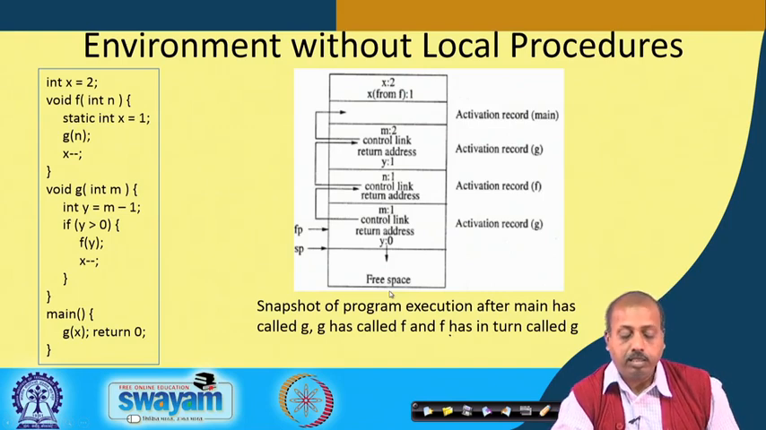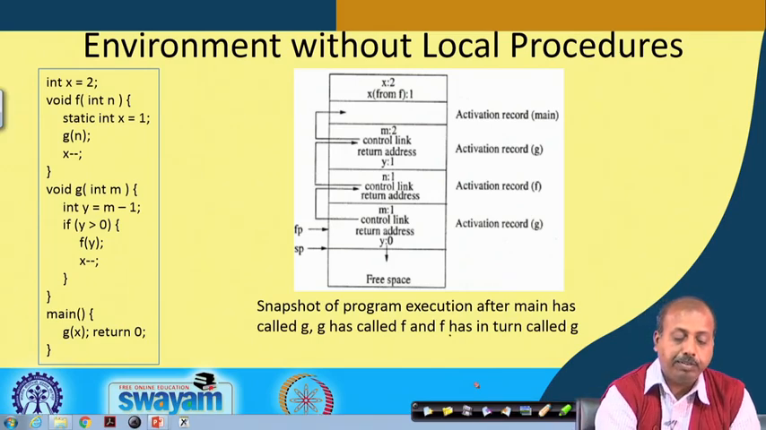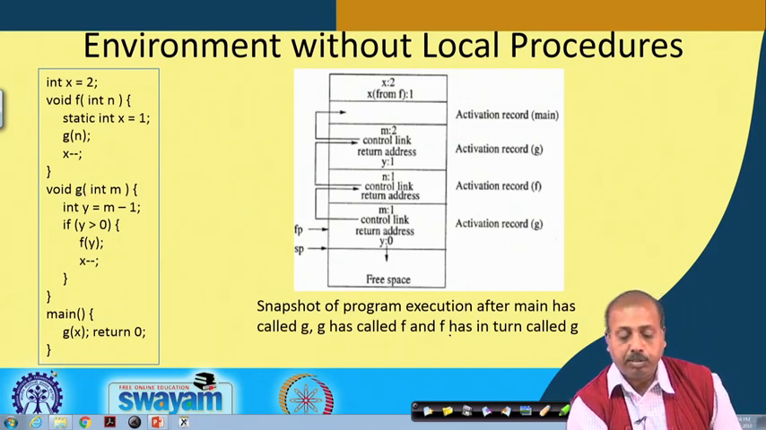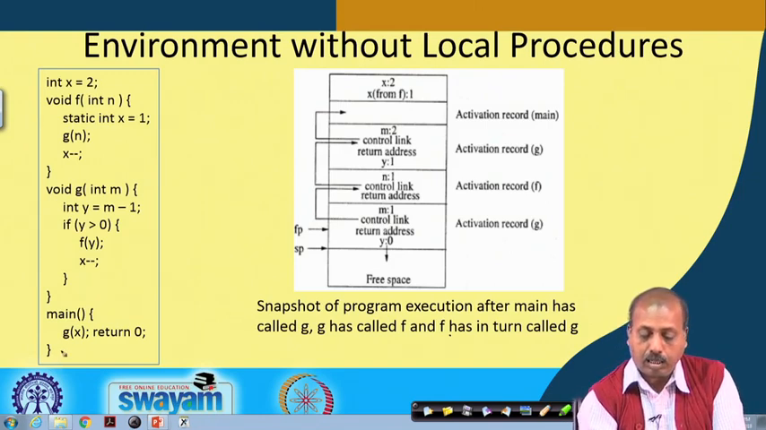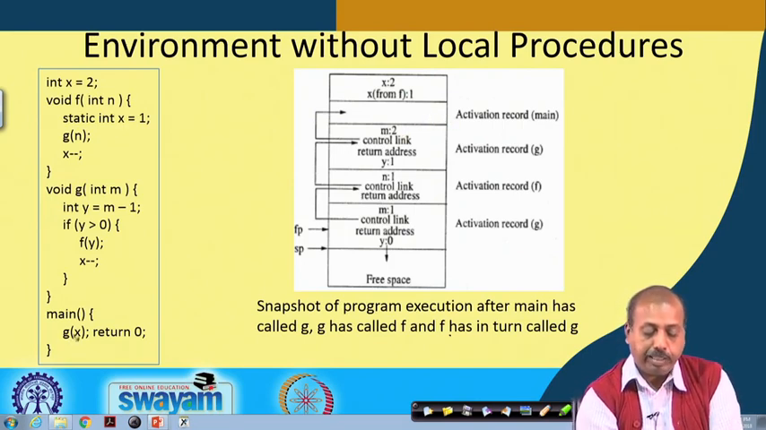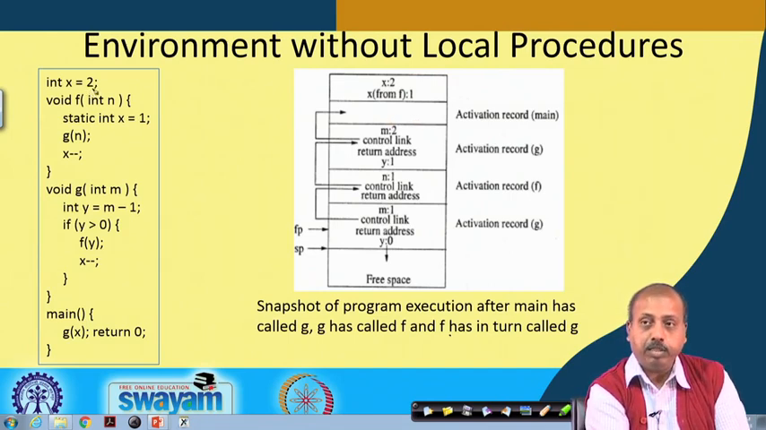Say this is the situation. We have the functions f and g, and from the main program there is a call to g. So, this is the activation record for main. Main does not have any local variable, so there is nothing in the local part. But this x is a global variable, so this x is coming as the static part, in the static area.